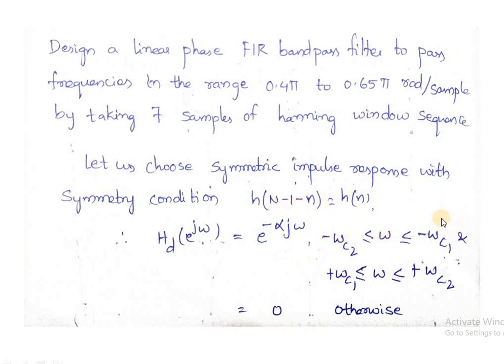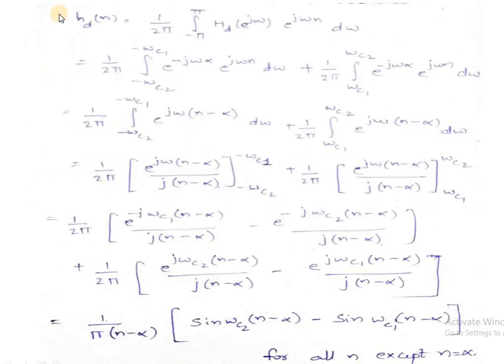So we were mentioning the range of the passband frequency here, and outside this passband frequency we assume that it is equal to 0. This is the desired frequency response, and since it's an ideal frequency response, we generally write it in terms of omega as e power minus alpha j omega. And now in the second step, I am trying to find the impulse response using the inverse Fourier transform relation by substituting the limits from minus omega c2 to minus omega c1, and similarly from omega c1 to omega c2.